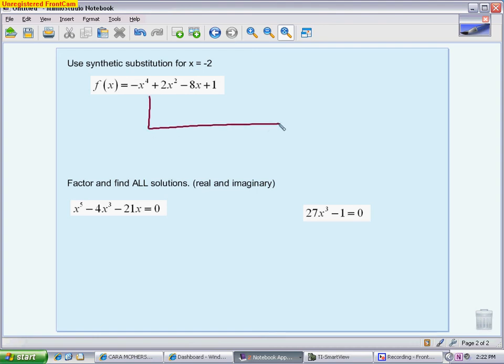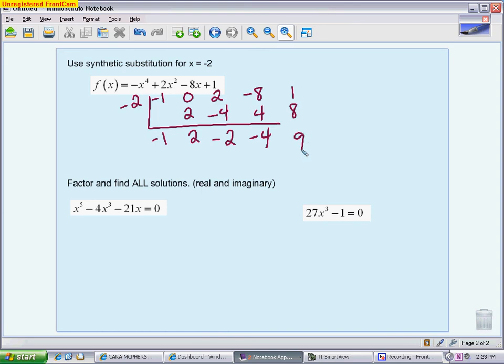It is important to put zeros if you're missing any of the terms as you go down in decreasing order. So for example, this one does not have a cube, so I do have to put a 0 there. I have 2x squared, negative 8x, and 1. And the number outside of the box is the number that I'm trying to plug in for x. We drop down the first number, multiply, add, multiply, add, multiply, add, multiply, add.